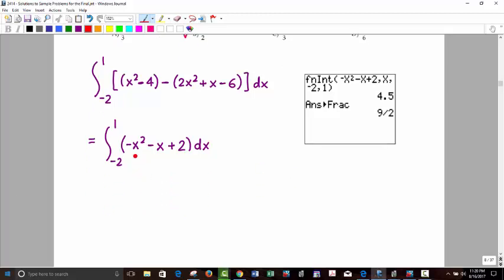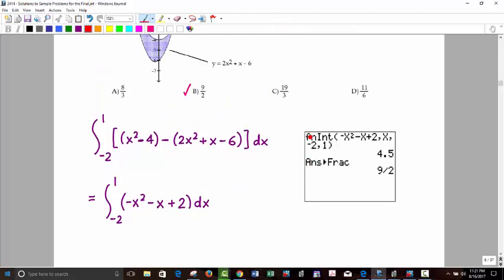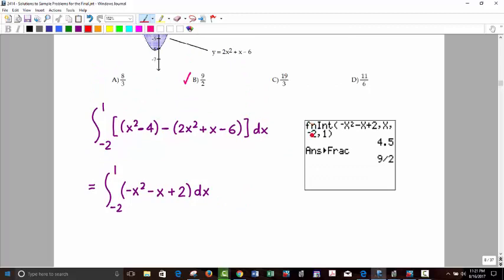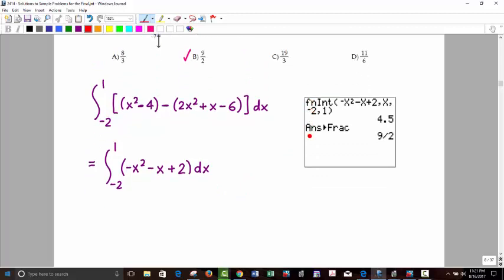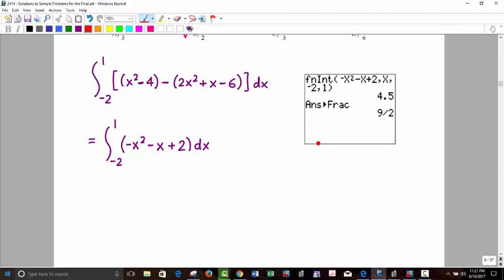But I'll just say this verbally. You could integrate this and get negative x cubed over 3 minus negative x squared over 2 plus 2x. Plug in 1, work that out. Plug in -2, work that out. Subtract, and you'll end up with 9/2. I didn't want to imply that it can only be done by technology. Not at all. 9/2. Very good.